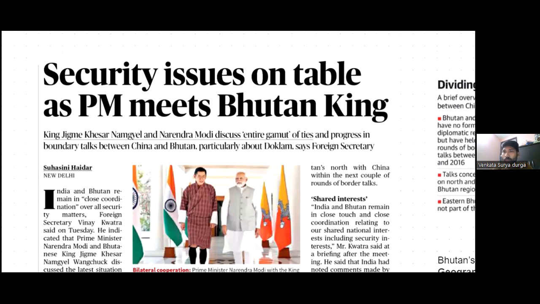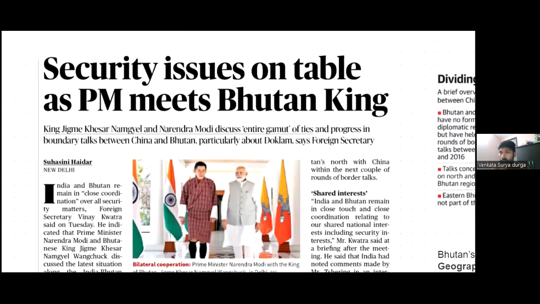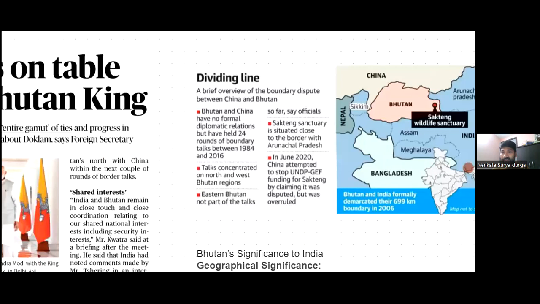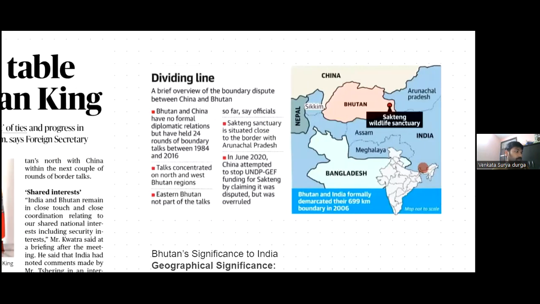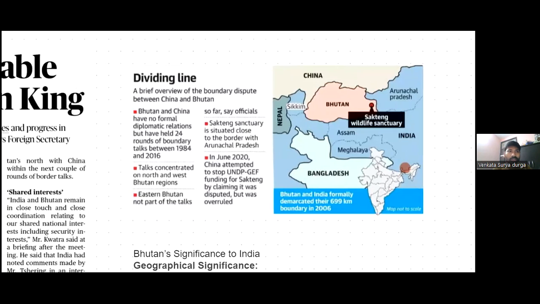So, in this backdrop, let's discuss what the security issues between India and Bhutan are, and how Bhutan's decision to include China in talks over Doklam will impact India's interests. Before going into the discussion of this article, let's just understand the location of Bhutan first. Okay, so this is where Bhutan is located.